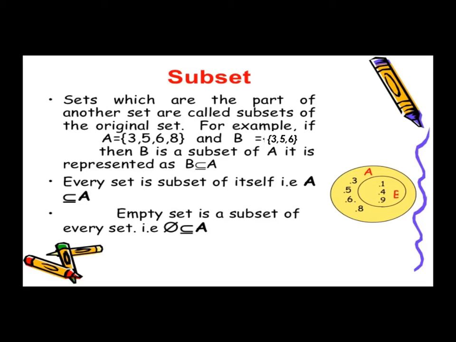Every set is a subset of itself. Whatever set we have, whatever elements are in the set, it is also a subset of that particular set. The empty set is a subset of every set, sorry, I said every element, I mean every set. It means that if we form an empty set according to the universal set or the set which we have, the empty set is a subset of the original one.